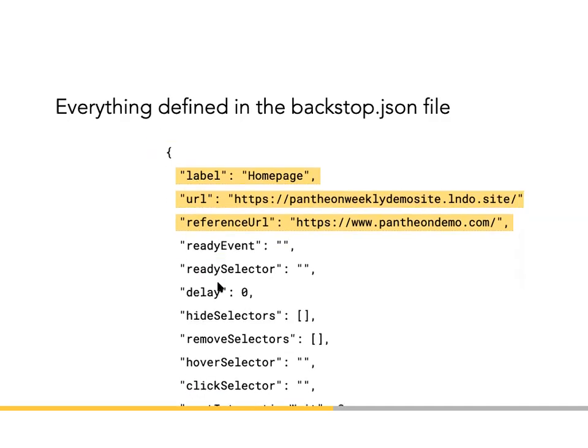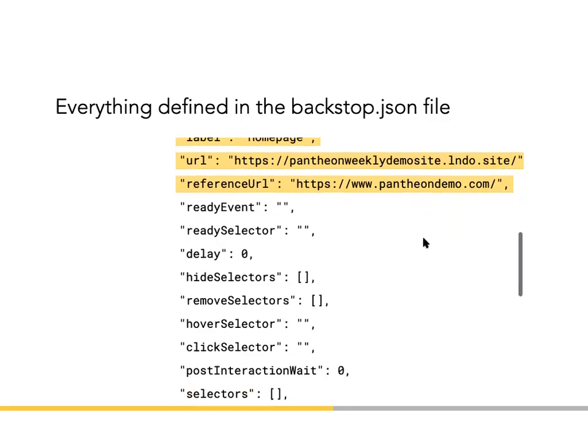So for the example that we have here today, I have my site running locally with Lando. It's a local Docker-based development environment. And so the URL that I'm looking at here ends up with .lndo.site, and I'm comparing it versus this live website, pantheondemo.com.